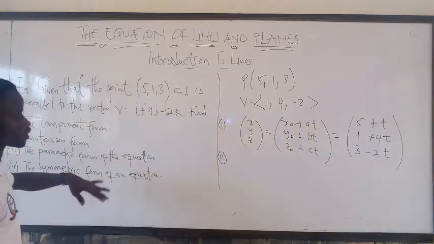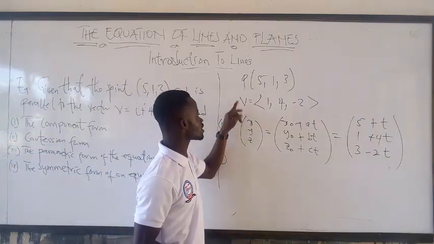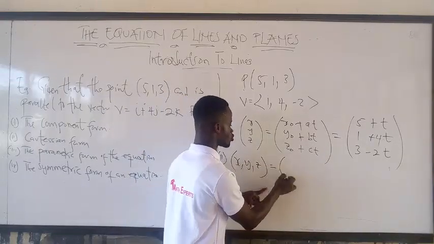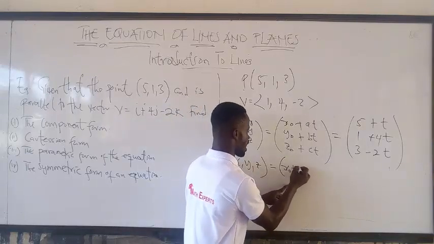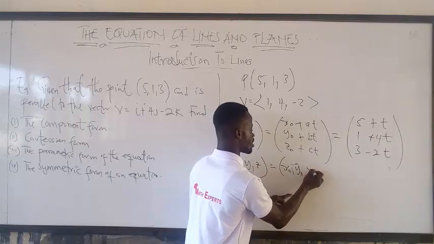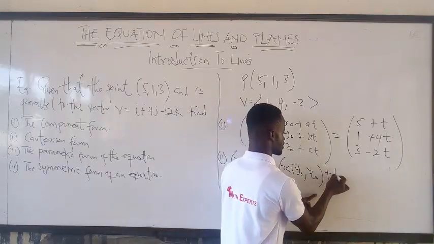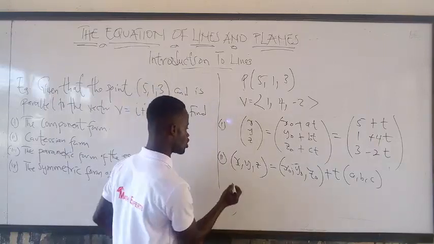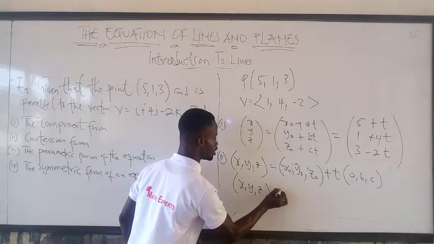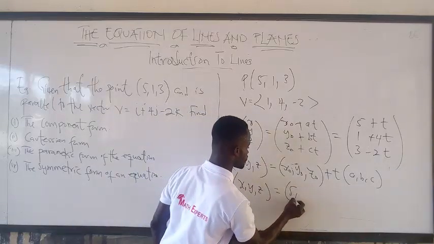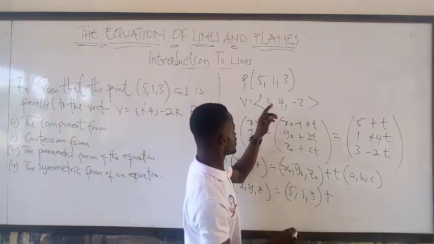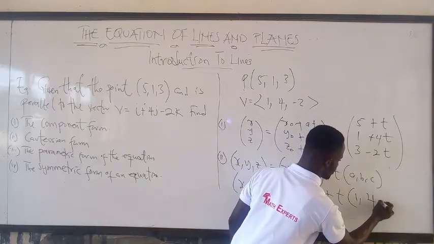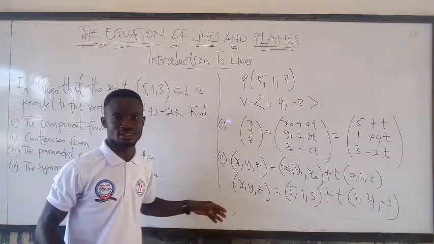Let's go to the Cartesian form. So you know the Cartesian form. You have the point and you have the vector, so don't worry. The Cartesian form starts with x, y, z, which is any point, equal to the x naught, comma, the y naught, comma, the z naught, plus t multiplying the a, b, c. So that is the general form of the Cartesian form. So here, by doing the substitution, you get (5, 1, 3) plus t, and the a, b, c is (1, 4, negative 2), and that gives the Cartesian form.